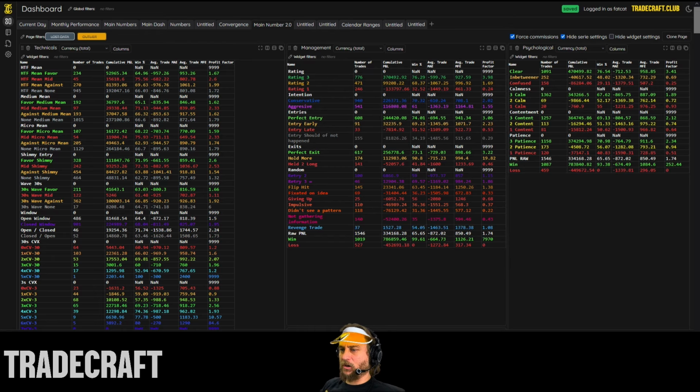Perfect exits are in the sweet spot on the open. Hold more is in the sweet spot and can fracture across the rest of the session. Held too long is open, then midday around lunch or before, which makes sense seeing how volatility contracts around those times. Lunchtime volatility contracts, and that's where I'm running into a lot of held too long trades, going into the lunch hour because volatility again is contracting.